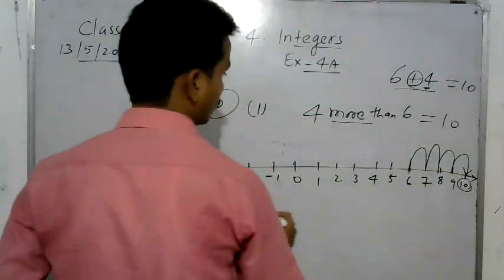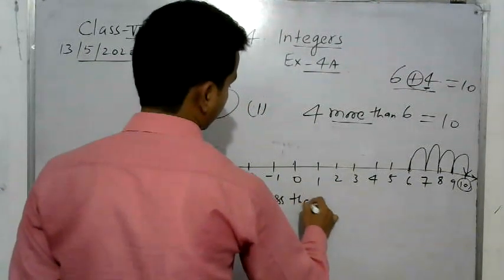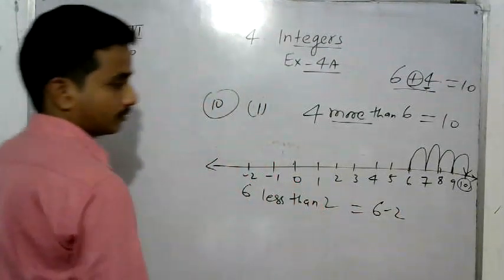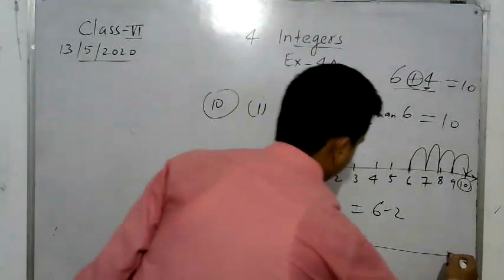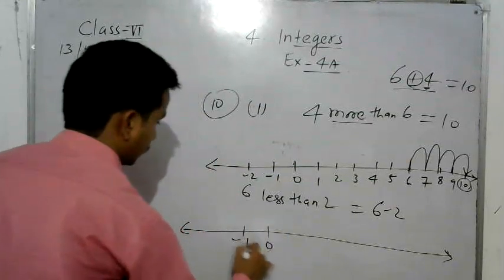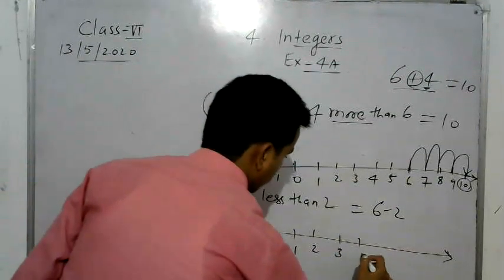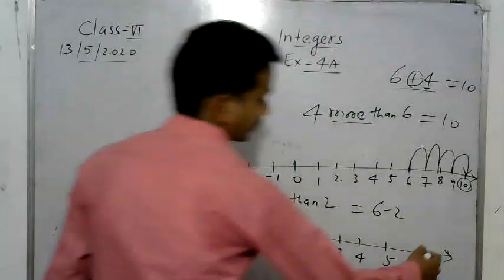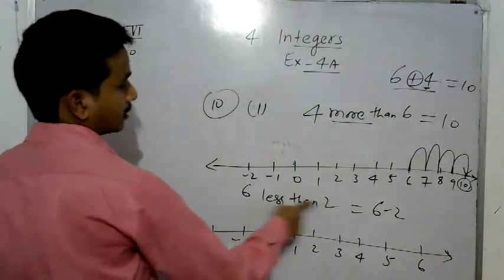Now 6 less than 2. It means we have to calculate 6 minus 2. So first of all, draw a number line. Okay. Here is 0, negative 1, negative 2, 1, 2, 3, 4, 5, 6. So here is 6 and you have to do 6 less than 2.